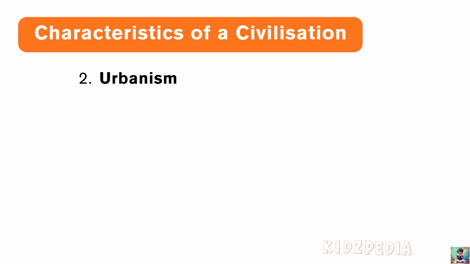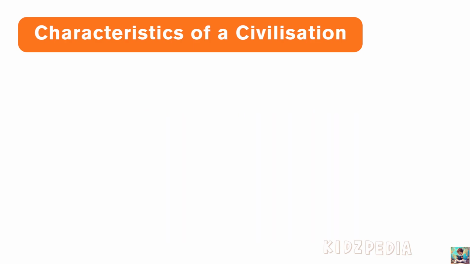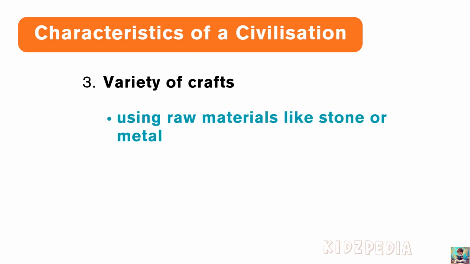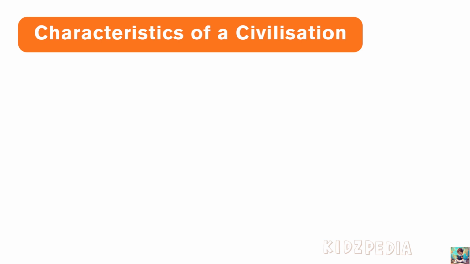Second, urbanism. This means planned towns and cities. It includes town planning, water management and proper drainage systems. Third one, variety of crafts. People should know different crafts such as using raw materials like stone or metal and making finished goods like tools and ornaments.